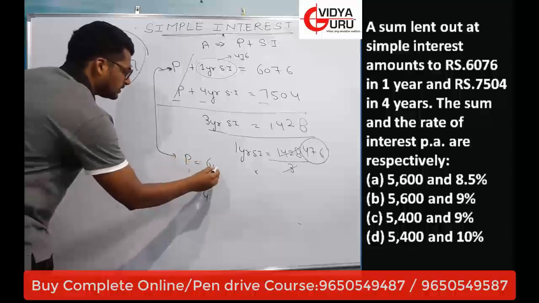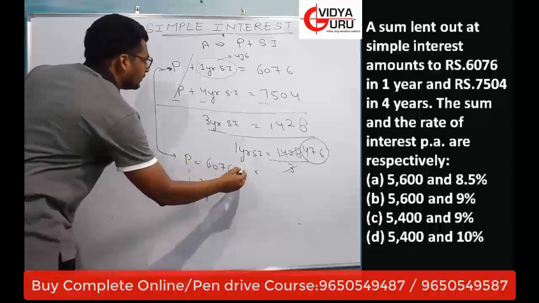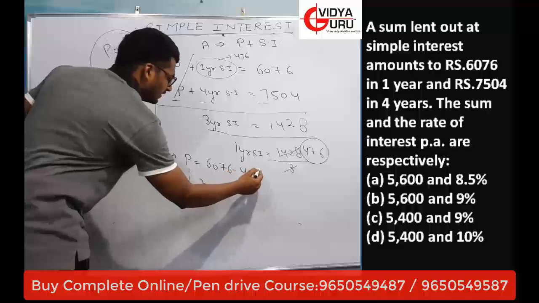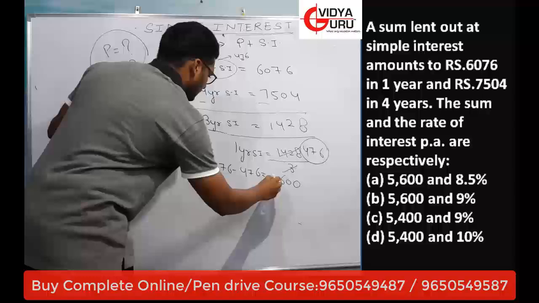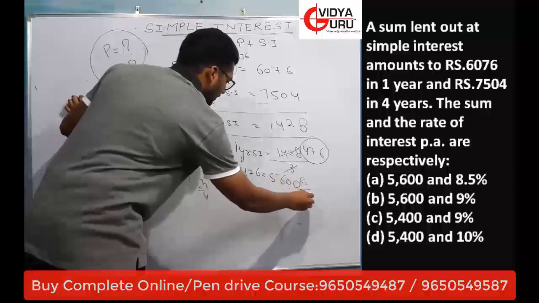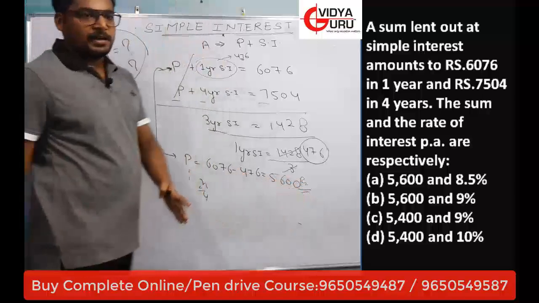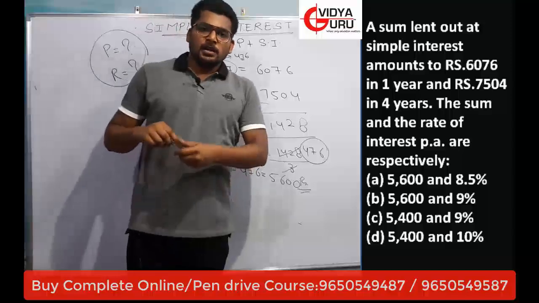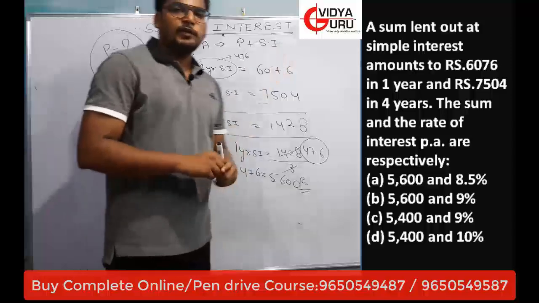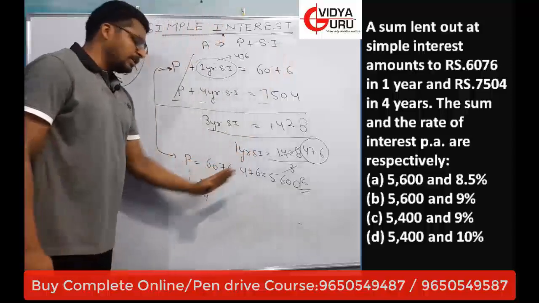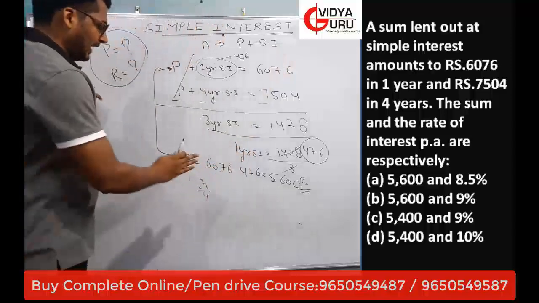Principal is equal to 6076 minus 476. It will be equal to 5600 rupees. First part of the question is completed, which is 5600 rupees. Now we can eliminate the two options, option C and option D, because it is for 5400 but principal is coming 5600. Now we need to find out the rate.